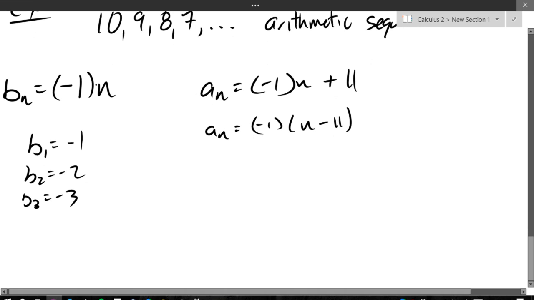So which way is better? Just all depends on what you're trying to do with it. So I think that should be enough writing down the formula for the nth term. So let's talk about convergence.